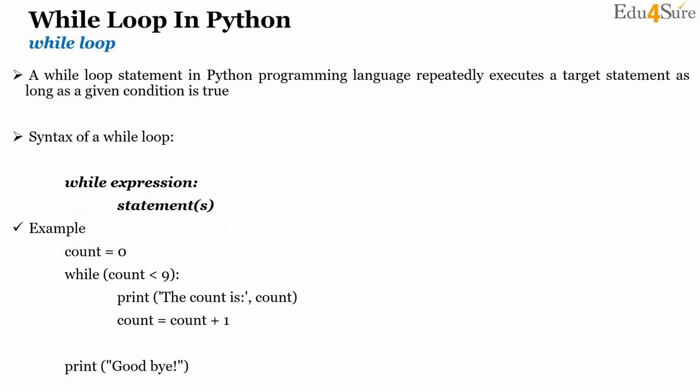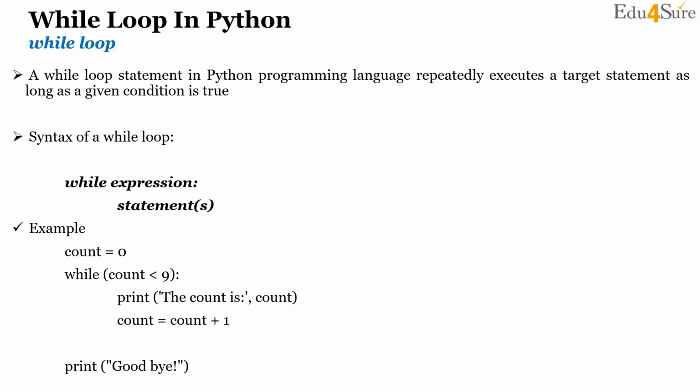Let us talk about while loop more. A while loop statement in Python programming language repeatedly executes a target statement as long as a given condition is true. We can see the syntax of while loop once again. While followed by a conditional expression and a colon. After the colon, the looping statements are given.